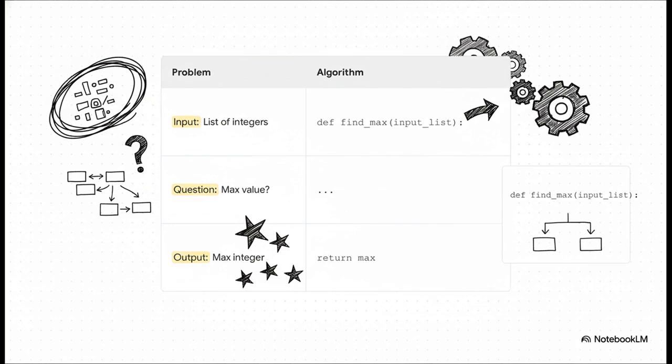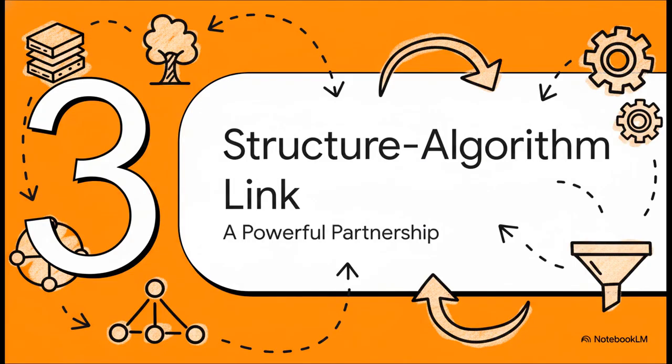On the left, you've got the problem. Here's a list of numbers, what's the biggest one? And on the right, you have the algorithm, the specific set of instructions, in this case in Python code, that actually goes and finds that biggest number. Okay, so we've got structures to hold our data and algorithms to process it.